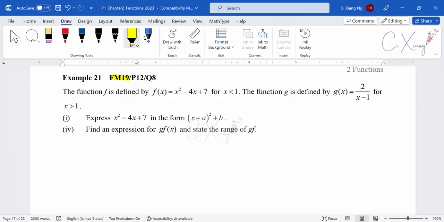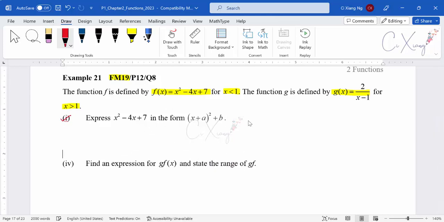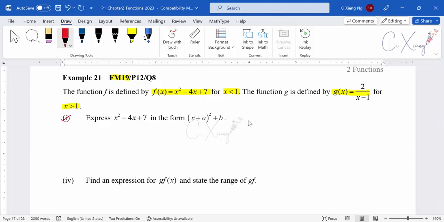The function f is defined by this for the domain x smaller than 1. And we also have another function g(x), for x greater than 1. For the first question, they want us to express this in the form of (x plus a) squared plus b. I think it's very obvious. This question is basically from chapter 1, where you need to complete the square. So we'll start here.